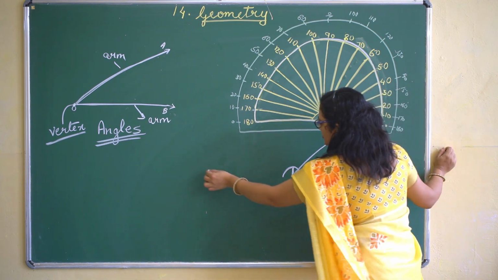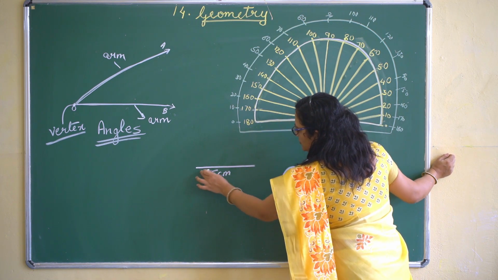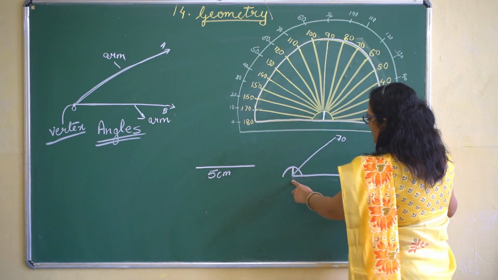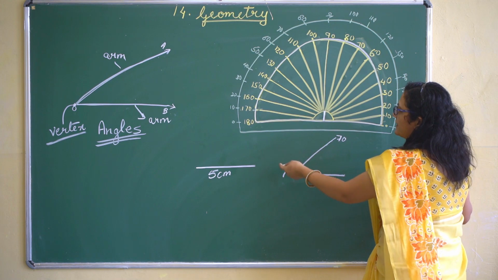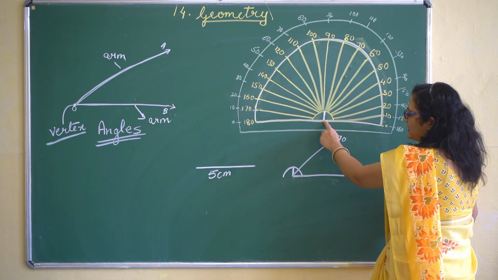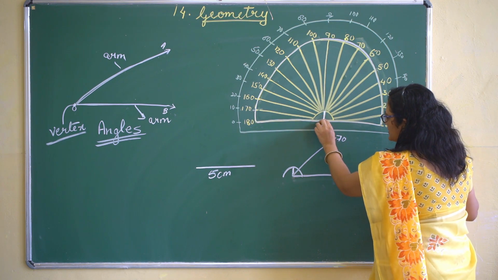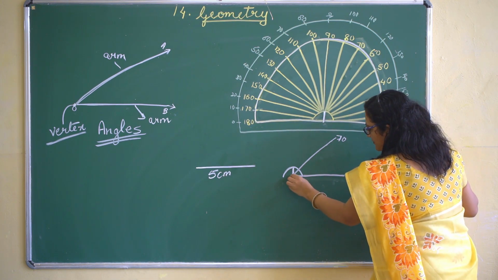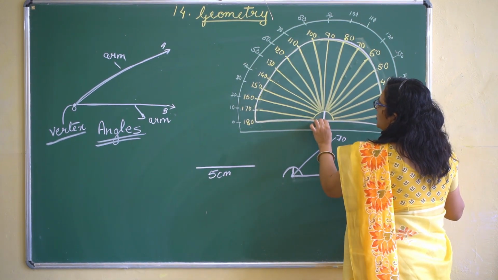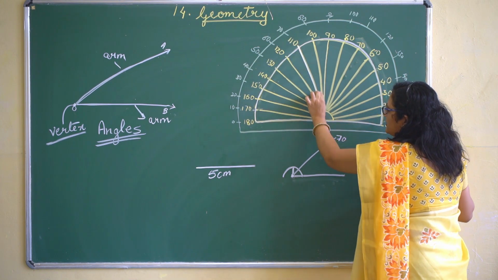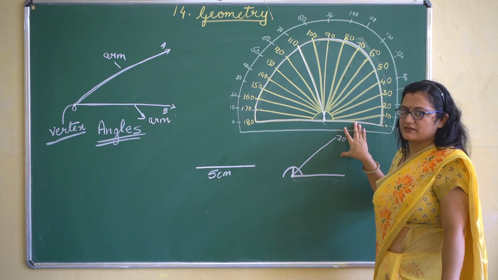Like with the help of a scale, if I ask you to draw a line segment of 5 centimeters, you take a scale and draw. In the same way, with the help of a protractor, if I ask you to draw an angle of 70 degrees or 110 degrees, you will take the protractor, keep it on the notebook, and draw a line. Half of the semicircle will be on that front point. Then if I tell you to draw 110 degrees, you will mark this point and draw the 110 degree angle with the protractor.